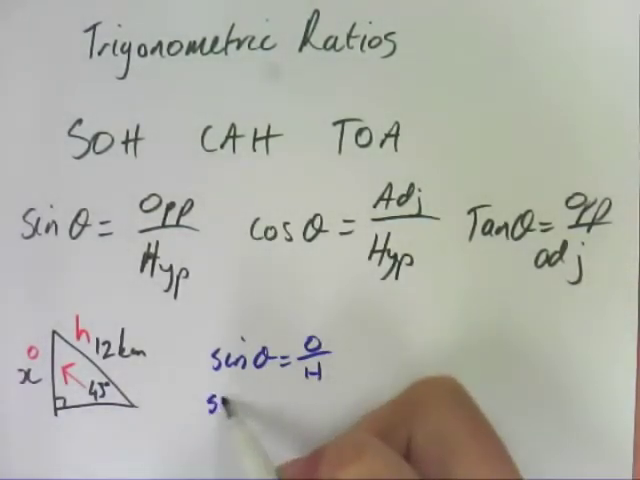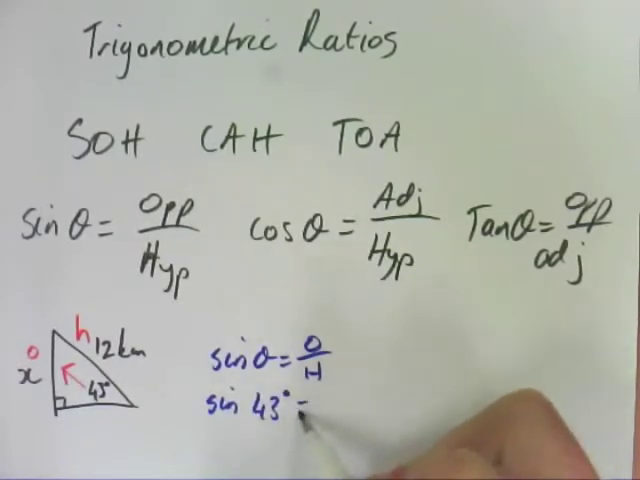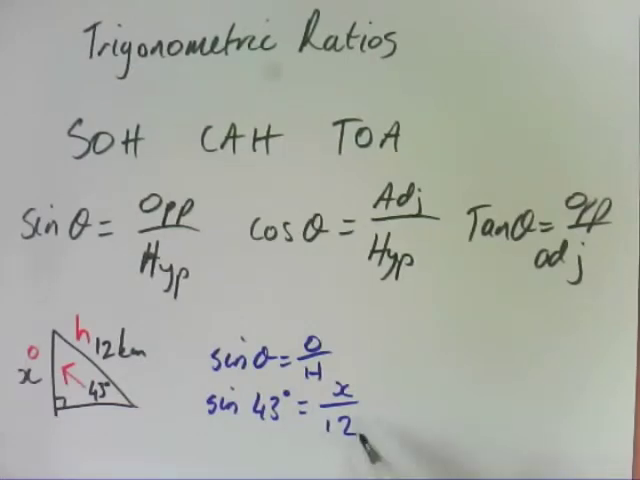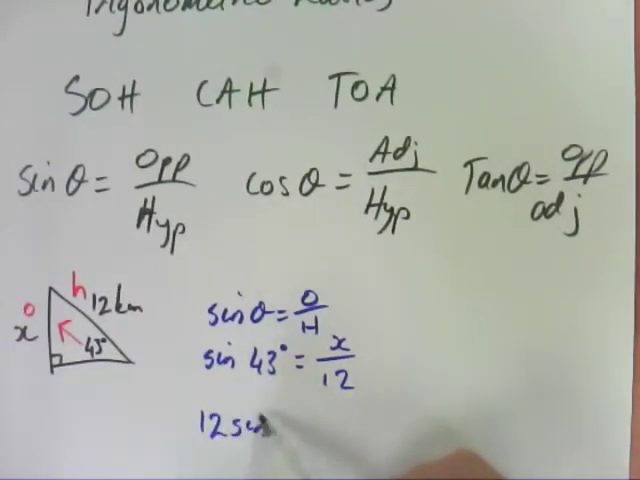Okay. Sine of 43 degrees equals x divided by 12. Now if you want to get x on your own, your first step is to multiply by 12. So we go 12 sine 43 degrees equals x. If you calculate that, which I will do and come back to you, you get the answer.